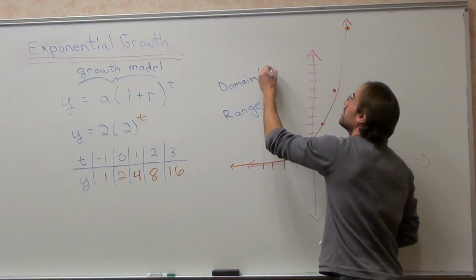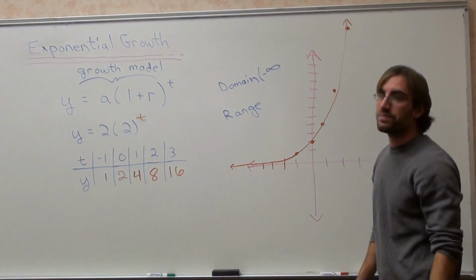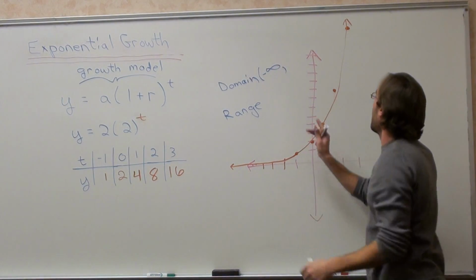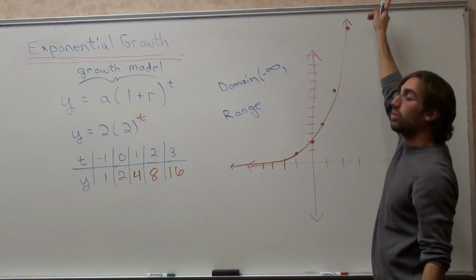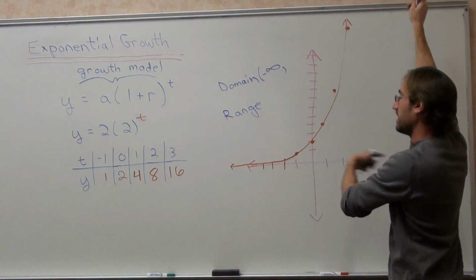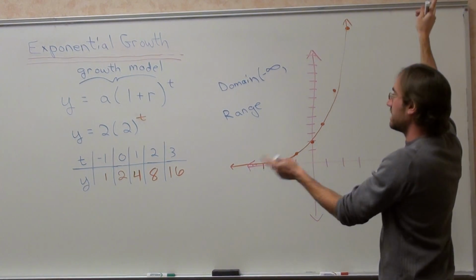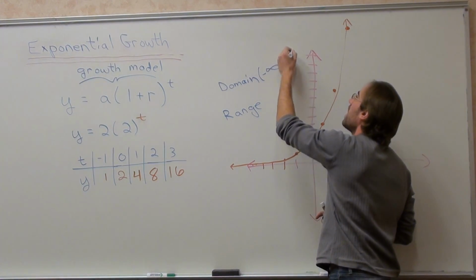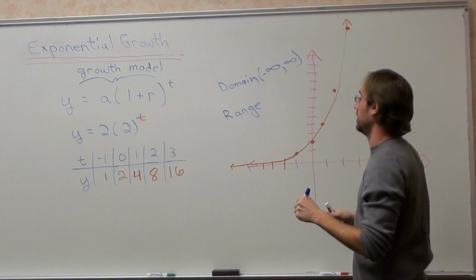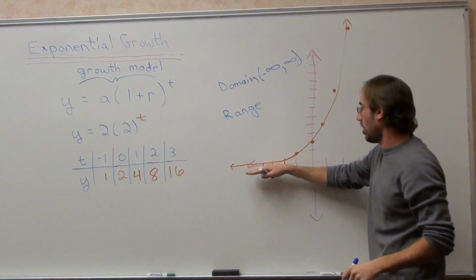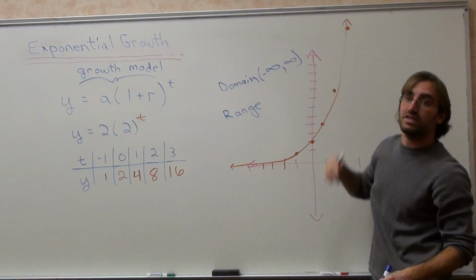It will be sharp, but I can still keep substituting in x values as far as the eye can tell. So the domain is from negative infinity to infinity. Now the range is an interesting story. The range is the lowest value to the highest value.